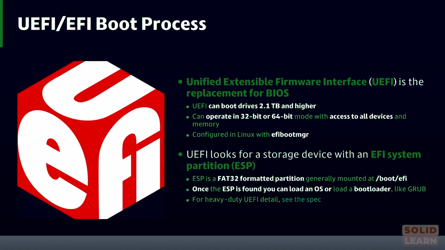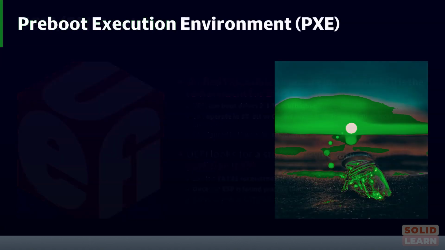UEFI looks for storage on a device with an EFI system partition, ESP. Now, ESP is FAT32 formatted. Generally, you're going to find that at boot EFI, and we'll see that later in this module as we get into those files. But once that ESP is found, you can load an OS or you can load a bootloader like Grub. And if you want to get into heavy-duty detail on UEFI, please see the spec.